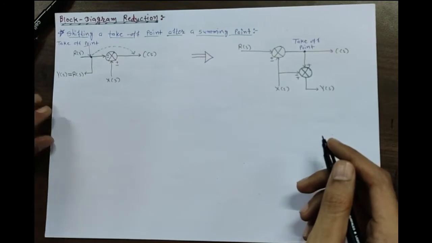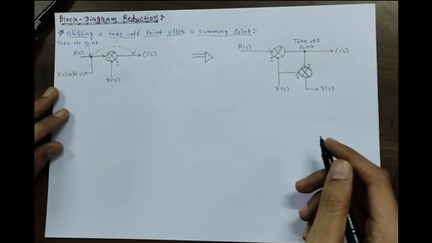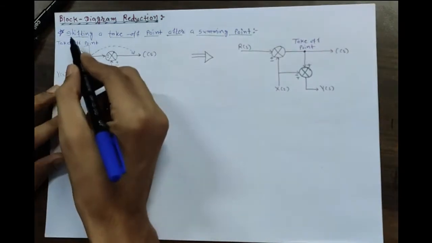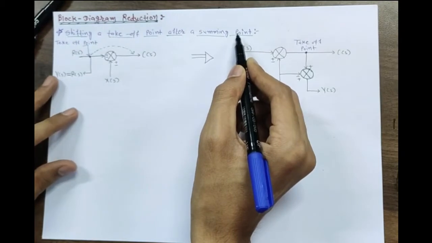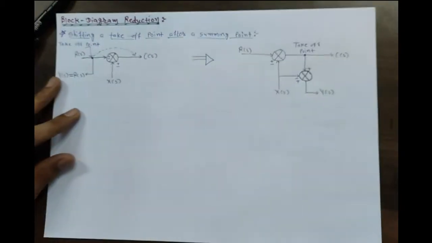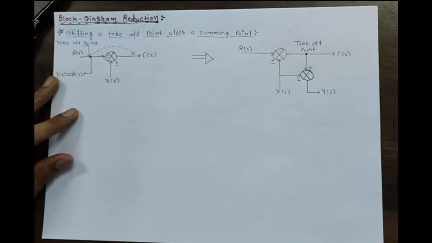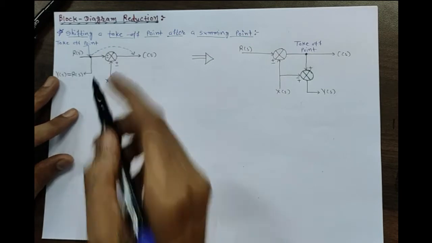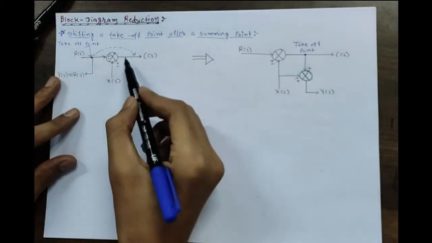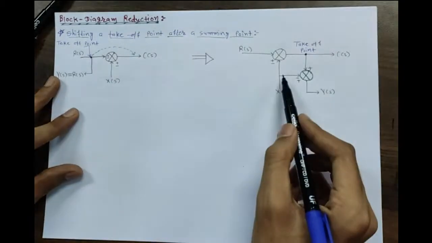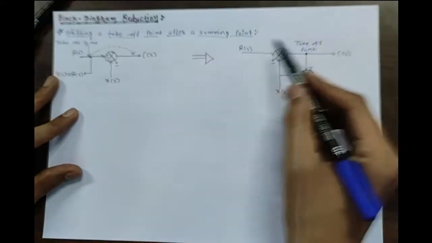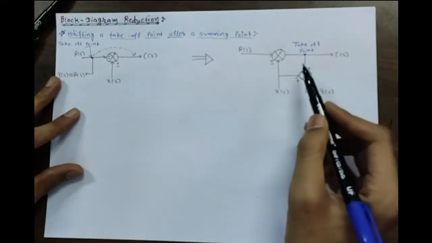Okay, so now let's discuss the rest of the two rules of the block diagram reduction technique. The first one is shifting a takeoff point after a summing point. Sometimes you may encounter a situation where you need to move your takeoff point after your summing point, and you want to find the equivalent network for that, and that will look something like this. But how are we going to find this kind of network? Let's understand.